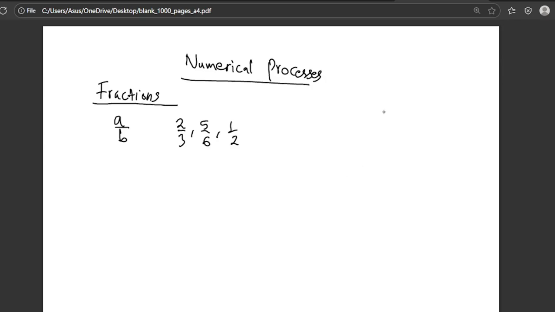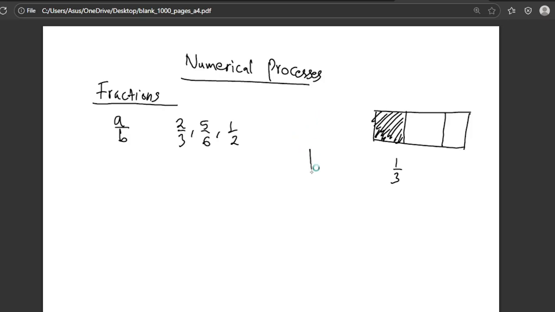For example, if you have a bar of chocolate, something like this, and you divide it into 3 parts. If you take one part away, the one part you take away can be represented as 1 over 3. That is, the bar has 3 parts, and you took 1 out of the 3.